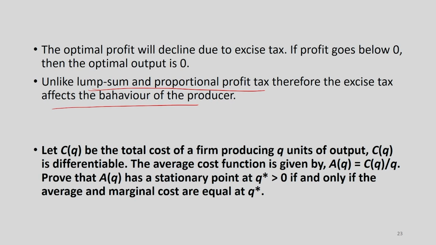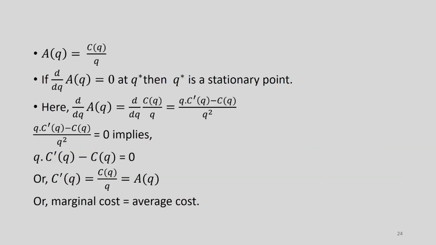Here is another problem from optimization. Let C(Q) be the total cost of a firm producing Q units of output. C(Q) is differentiable. The average cost function is given by A(Q) equal to C(Q) divided by Q. Prove that A(Q) has a stationary point at Q star greater than 0 if and only if the average and marginal cost are equal at Q star. Okay.